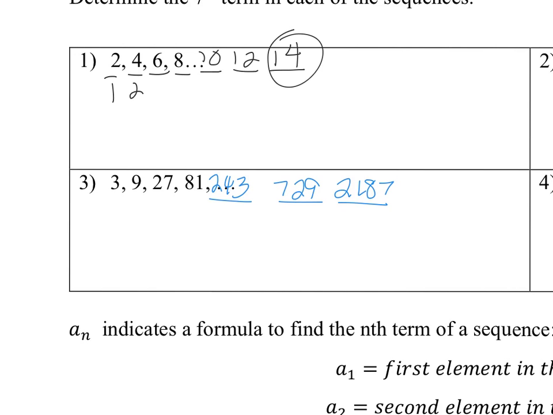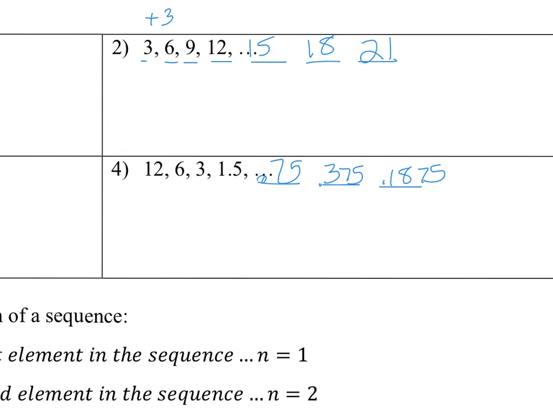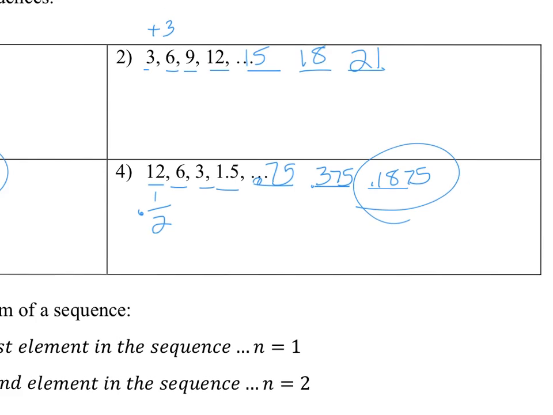Okay, for this one, it looked like we multiplied by 3, so it was 3 times 3. To get to the next one, times 3 again, times 3, and the seventh term was 2187, as long as I did my math right. Then over here, I did 12 to 6 to 3 to 1.5. We divided by 2, or what we like to say in math, we multiplied by a half. And when we did that, the seventh term was 0.1875. So that is sequences if you just have to figure out the pattern.